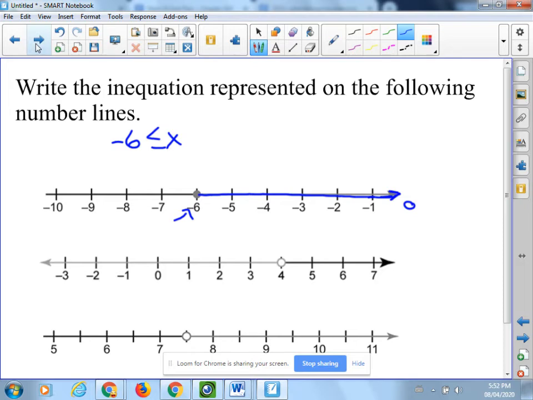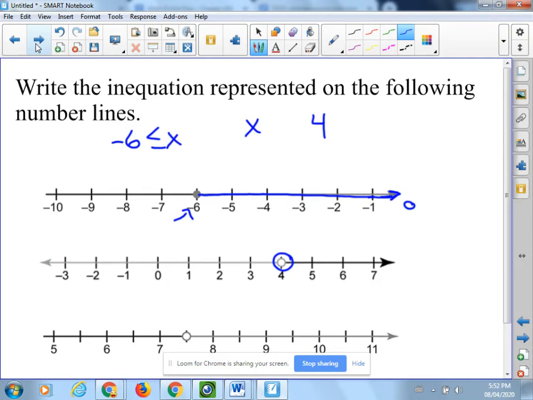If I look at the second one that I have here, I'm going to write it backwards from how I was doing it before. This time I'm going to put the x first. Because I know that the circle is on the 4, I know that 4 is the value that I'm looking at. It is not filled in, it is just an open circle, so it is not equal to. So I'm only using greater than or less than. And if I'm looking at possible answers, 5, 6, and 7 are all bigger than 4.